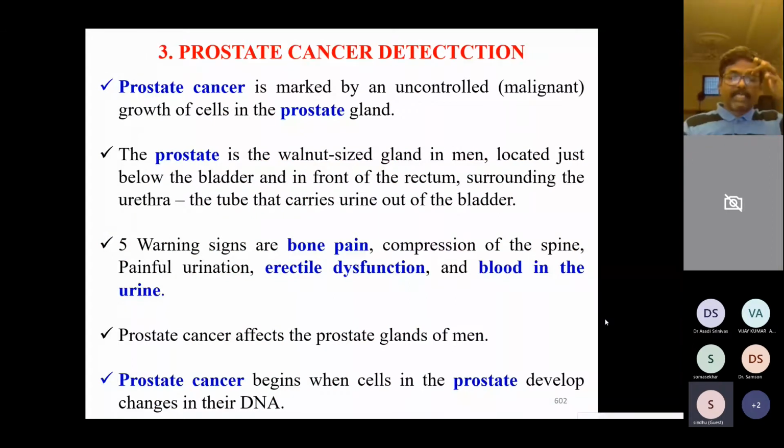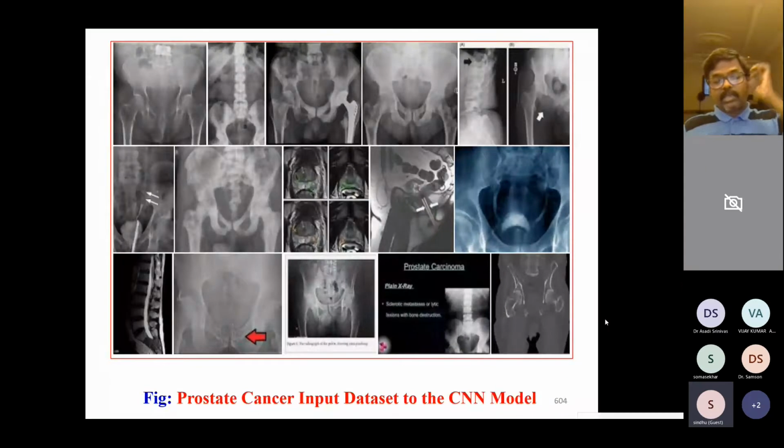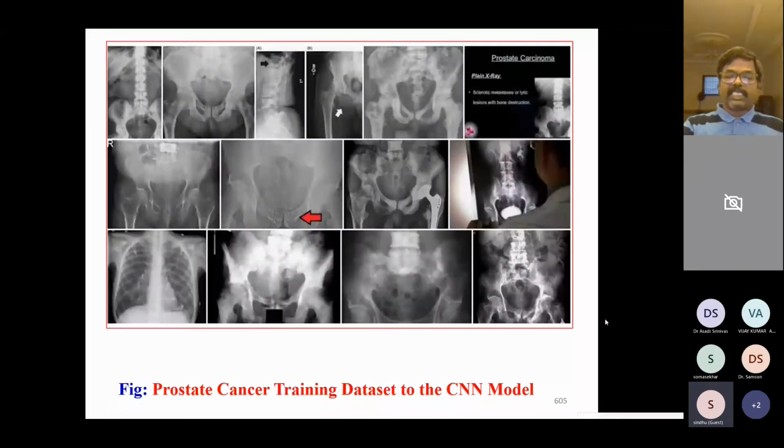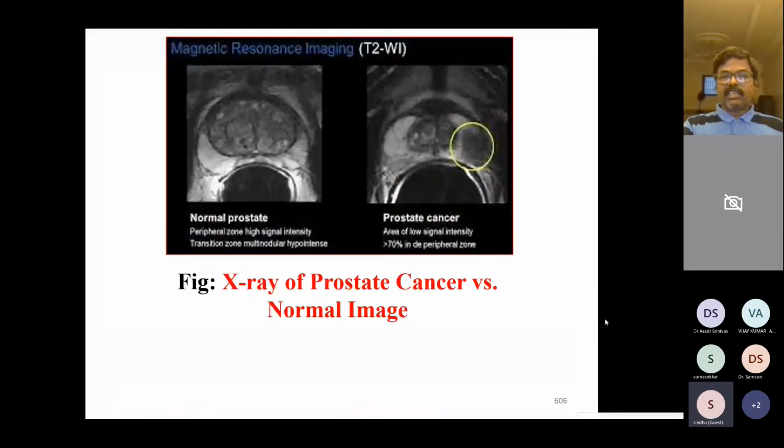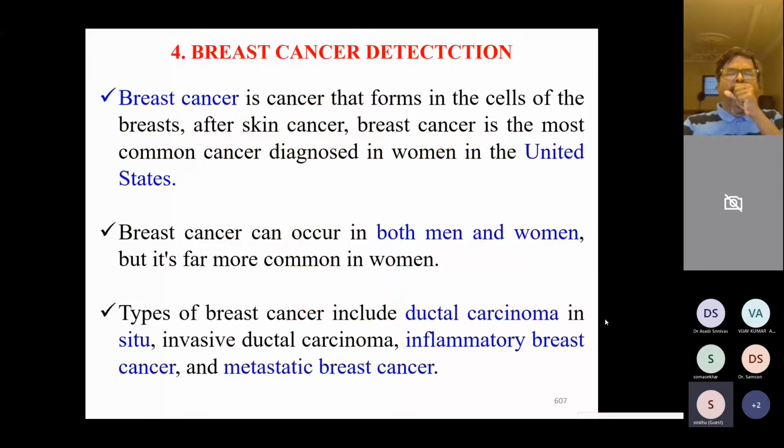Then prostate cancer detection using the CNN algorithm. I have collected symptoms of prostate cancer. Usually it comes to men. This is the database I have collected, and I have applied the CNN algorithm, and this is the training data set, and this is the final image showing whether it is prostate cancer or not. Then breast cancer detection by using CNN.